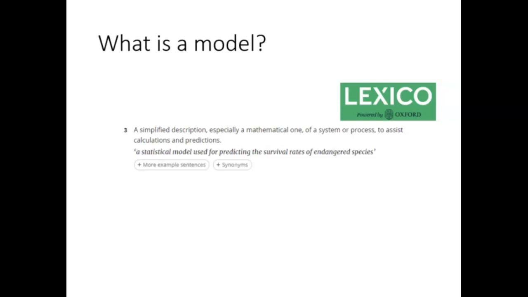Models are essential tools in science. They allow us to use data to make predictions about processes we can't directly measure, such as things that happened in the future or things that happened in the past.